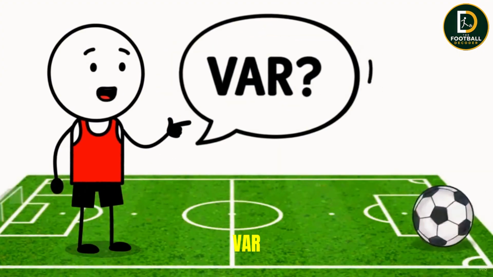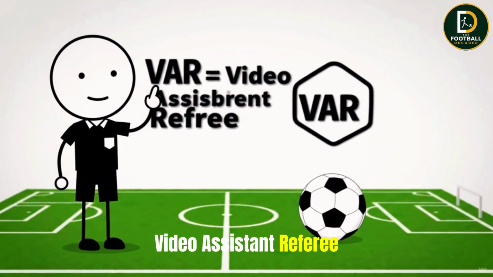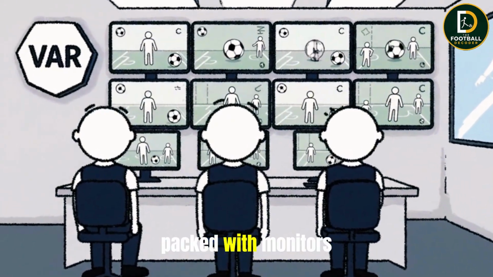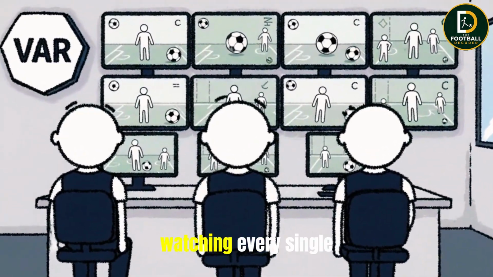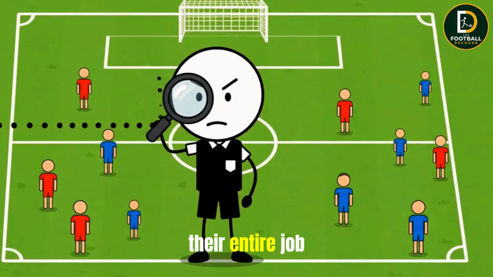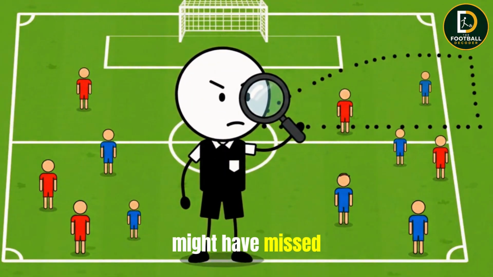What even is VAR? VAR stands for Video Assistant Referee. Picture a small room somewhere inside the stadium, packed with monitors and officials, watching every single camera angle of the match live. Their entire job is to hunt for big mistakes that the referee on the field might have missed.